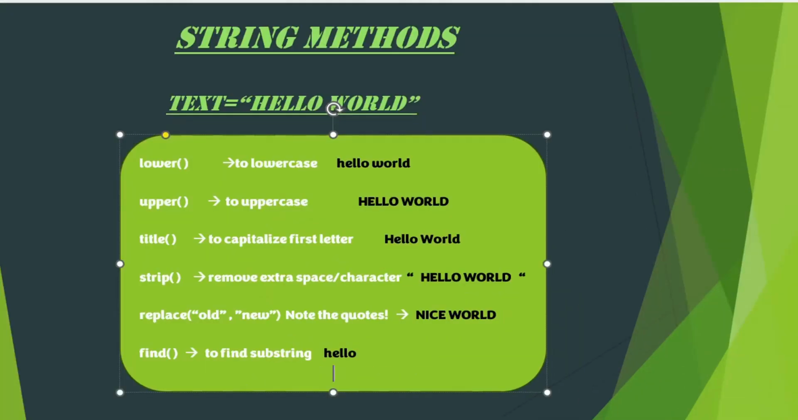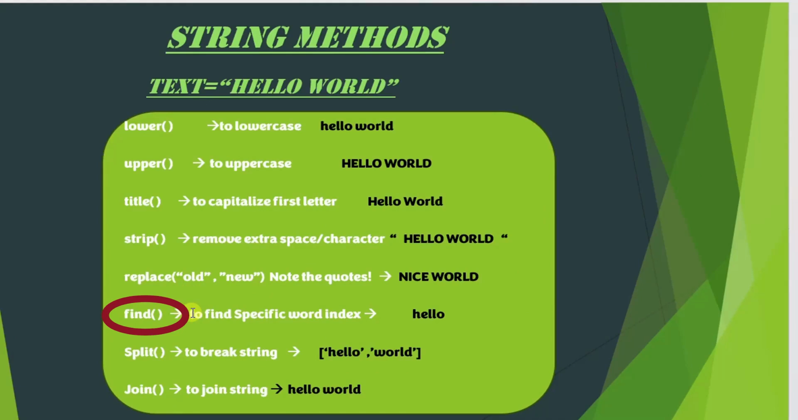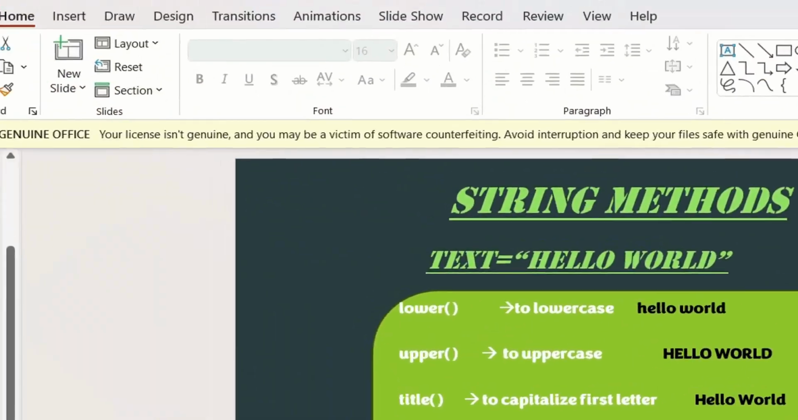The next method is the find method. Now let's talk about the find method. The find method is used to locate the index of a specific word or character in a string. Let's see with an example.